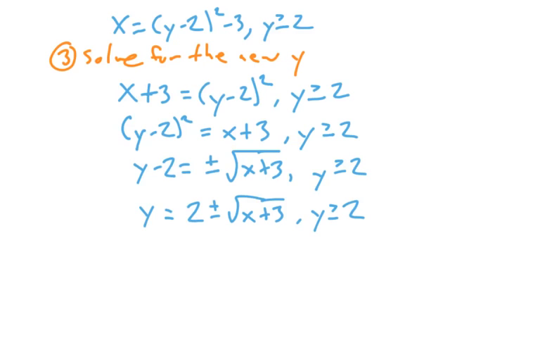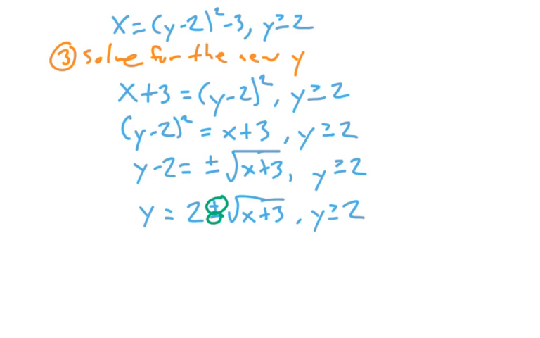Now I could jump right to the final step at this point, but I can also be very, very clever. I can actually do something to make this look a little bit better. Looking very carefully at the equation, notice that y is one of two things. It's either 2 plus the square root of x plus 3, or it's 2 minus the square root of x plus 3.